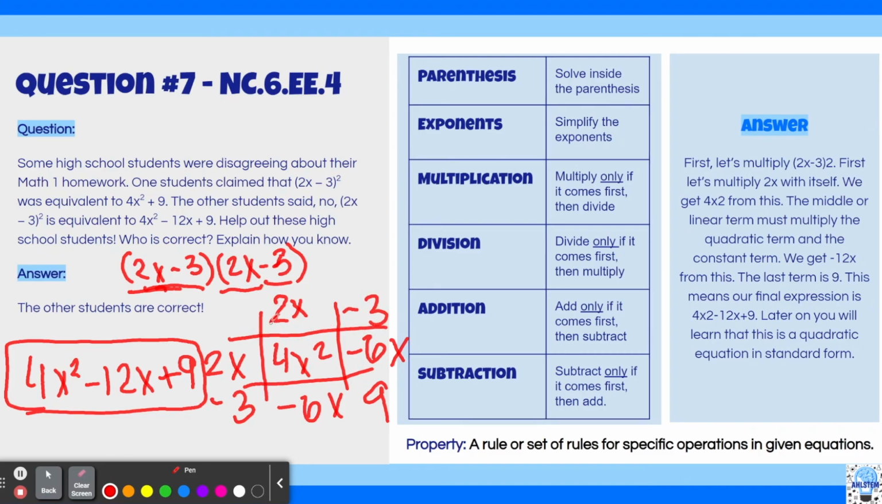If this is really confusing for you, then you can just simply do it like this. You can do 2x times 2x, and then 2x times negative 3. Then you do negative 3 times 2x, and then negative 3 times negative 3. Then when you have all these terms multiplied out and you combine them, you'll get the exact same answer. This definitely requires a lot of practice, but soon enough you'll get the hang of it.